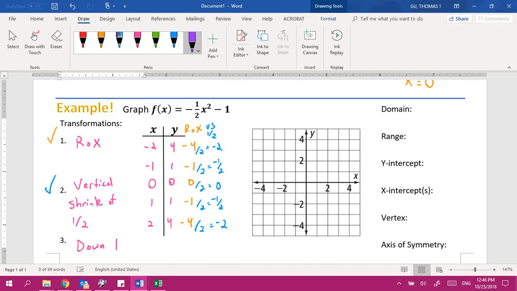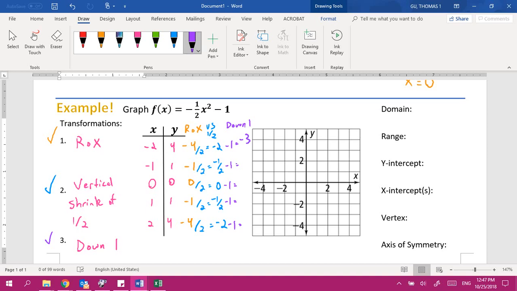Dividing by 2 is the same thing as multiplying by 1/2. And lastly, we've got to do the down 1, which means subtract 1 from what? X's or y's? Y's, right. So we're subtracting 1 from all those y values. So it's negative 2 minus 1. What's that? Negative 3.